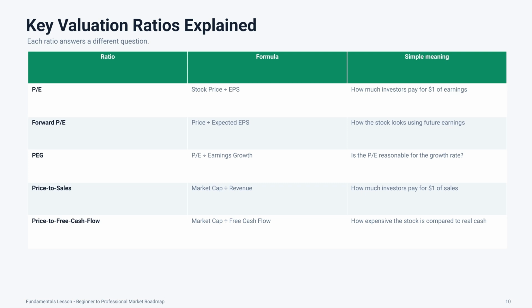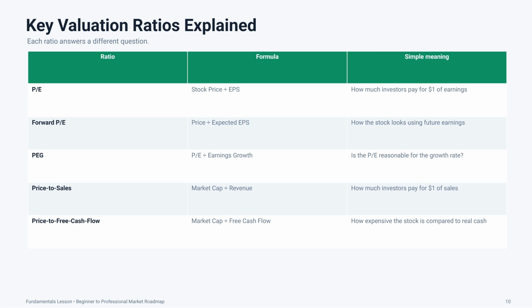Forward P/E uses expected future earnings instead of past earnings. The formula is stock price / expected EPS. This helps us understand how the market is valuing the company based on future expectations. PEG ratio compares valuation to growth. The formula is P/E / earnings growth. This helps answer, is the P/E reasonable for how fast the company is growing?